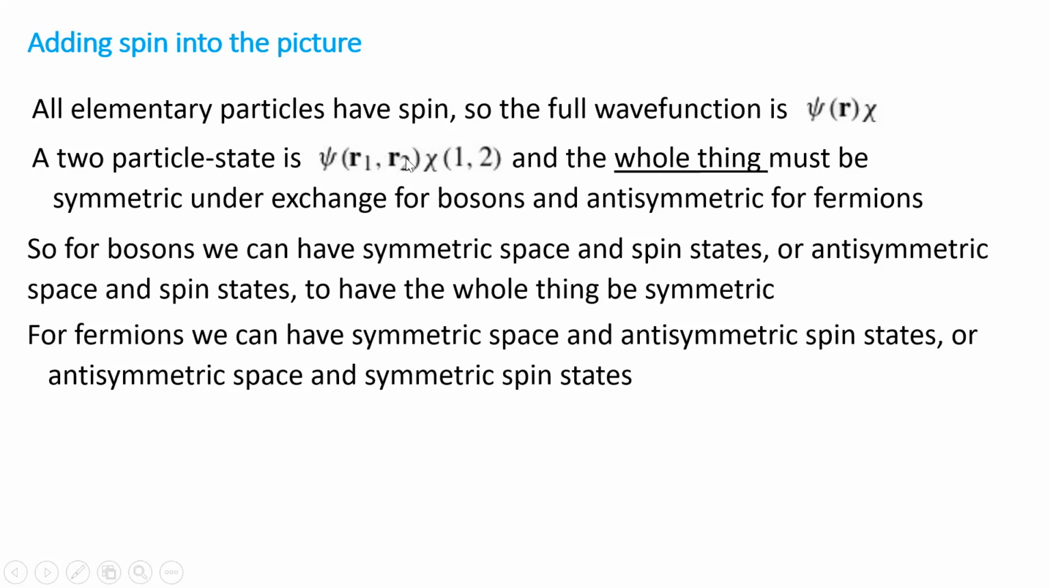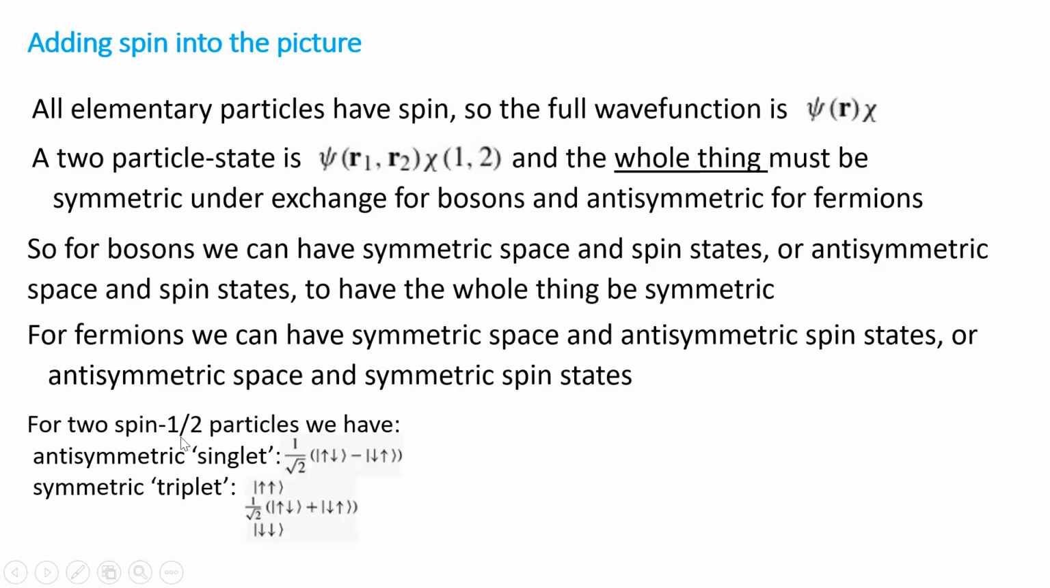So when we switch the two position variables for the spatial wave function, we get a -1. When we switch 1 and 2 for the spin state, we would get +1 since it's symmetric. Either way, we get a totally anti-symmetric state. The whole thing is anti-symmetric. So when we wrap spin in here, we get a little bit more complexity and different possibilities for building up totally symmetric or totally anti-symmetric states.